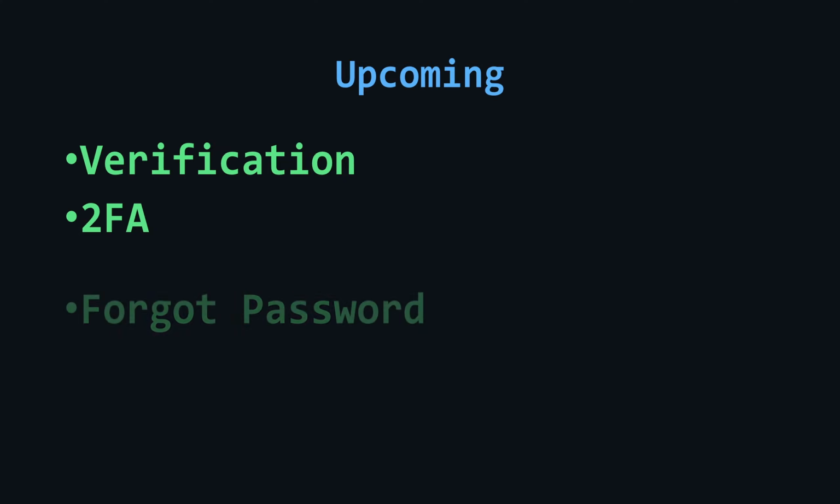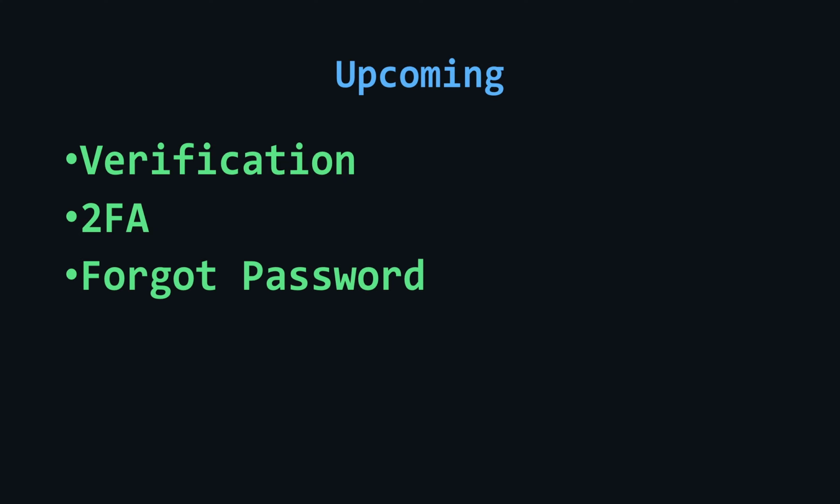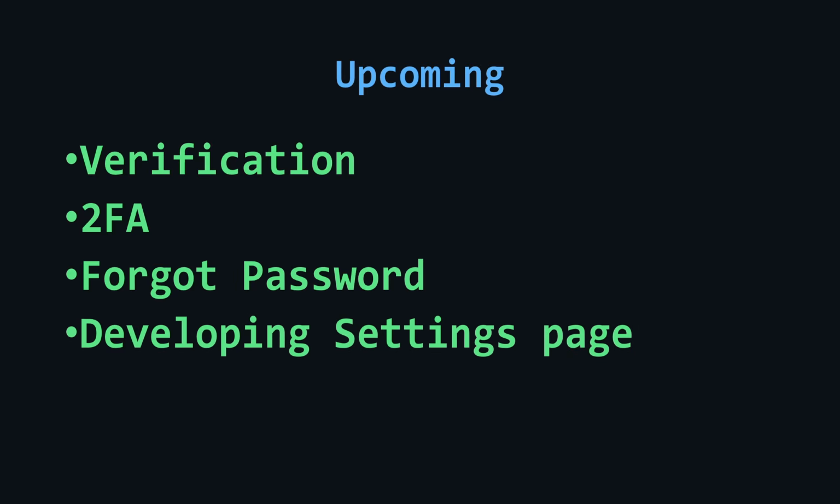So what's upcoming? Next devlog, we're going to be covering verification, 2FA, and forgot password. And they're all using the same general mechanism of basically having these tokens that we're going to be using to be able to verify or use the 2FA or forgot password. All that will be explained in the next devlog because I've already technically done it at this point. And then lastly, we're going to be developing the settings page. That will probably not be in the next devlog, but it's something upcoming down the line that you will see.